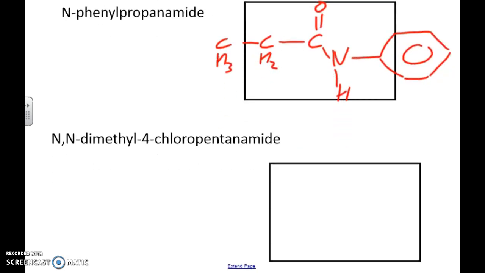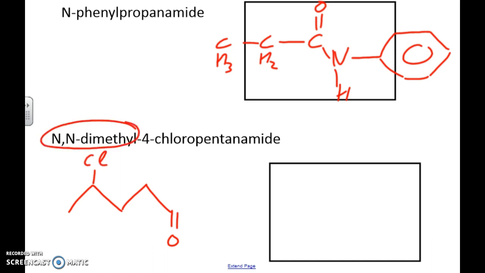Our next example here, N,N-dimethyl-4-chloropentanamide. So that's going to be 1, 2, 3, 4, 5. So we've got double bonded O, because there's our pent chain. We've got 1, 2, 3, 4. We're going to have our chloro here. And the N,N-dimethyl implies that we are going to have CH3 groups right here. And that's what it's going to look like.